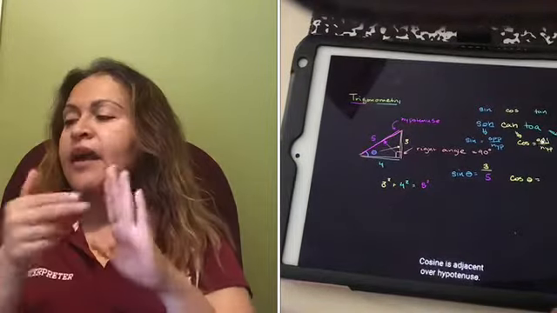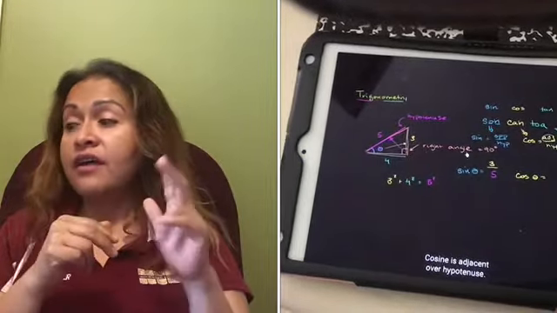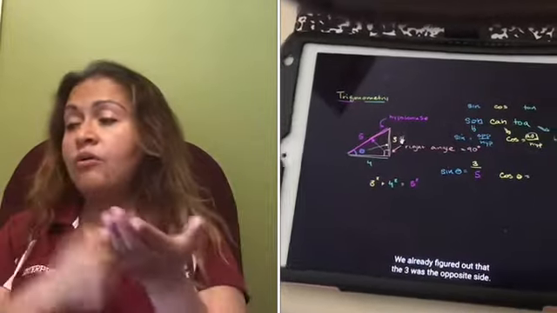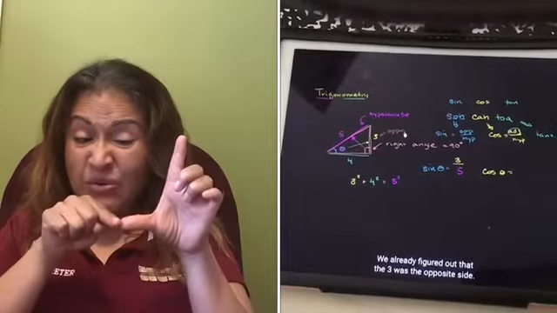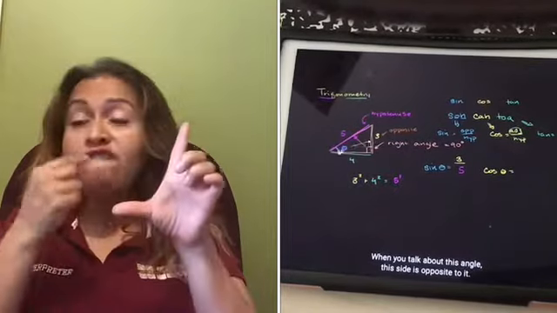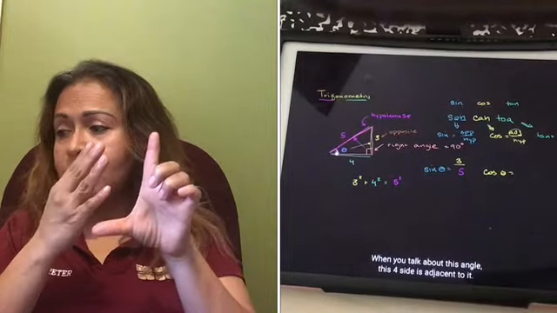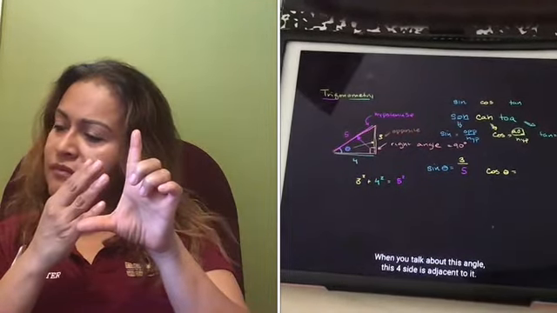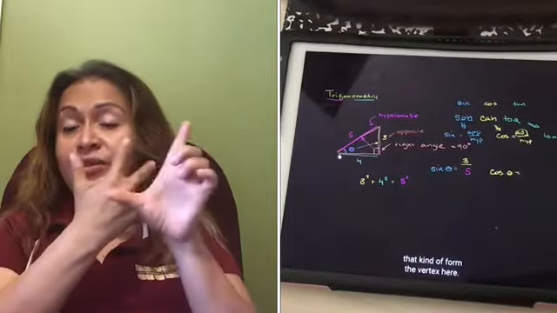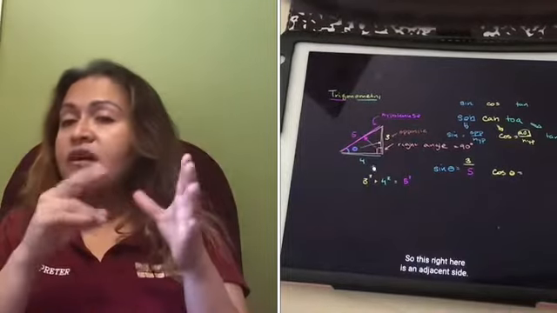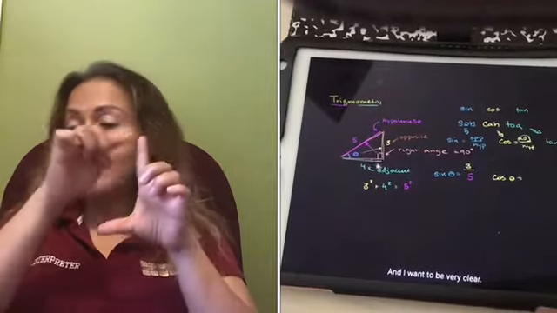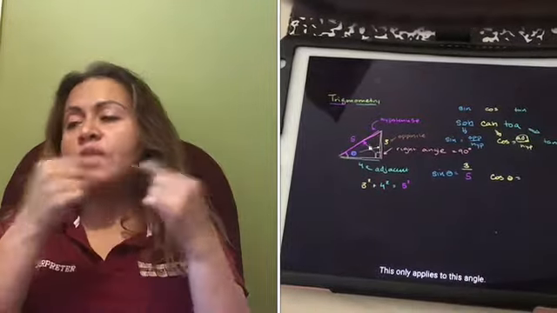We already figured out that the 3 was the opposite side. This is the opposite side, and only when we're talking about this angle. When you talk about this angle, this side is opposite to it, and this 4 side is adjacent to it. It's one of the sides that form the vertex here. So this right here is an adjacent side. And I want to be very clear, this only applies to this angle. If we're talking about that angle, then this green side would be opposite and this yellow side would be adjacent. But we're just focusing on this angle right over here.